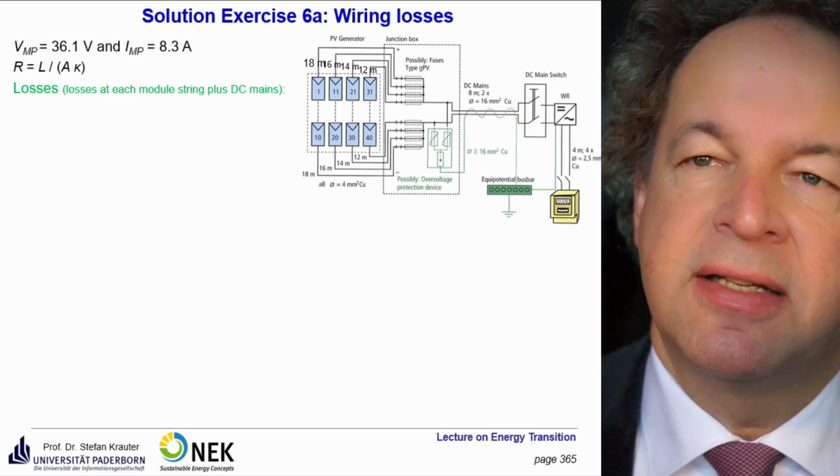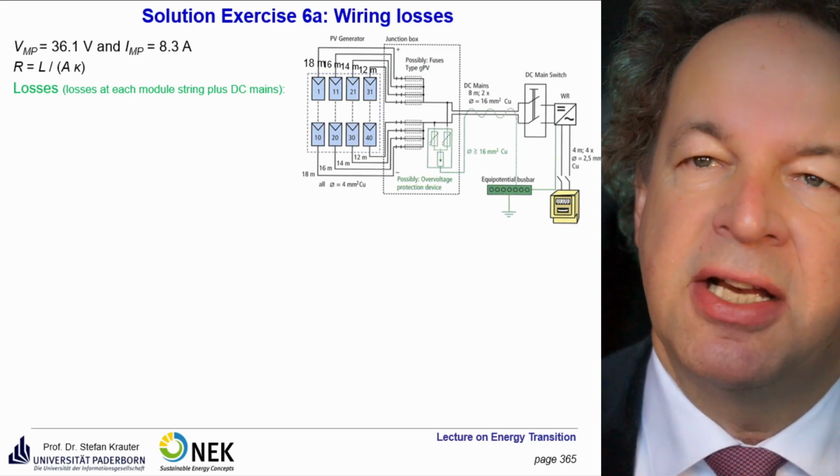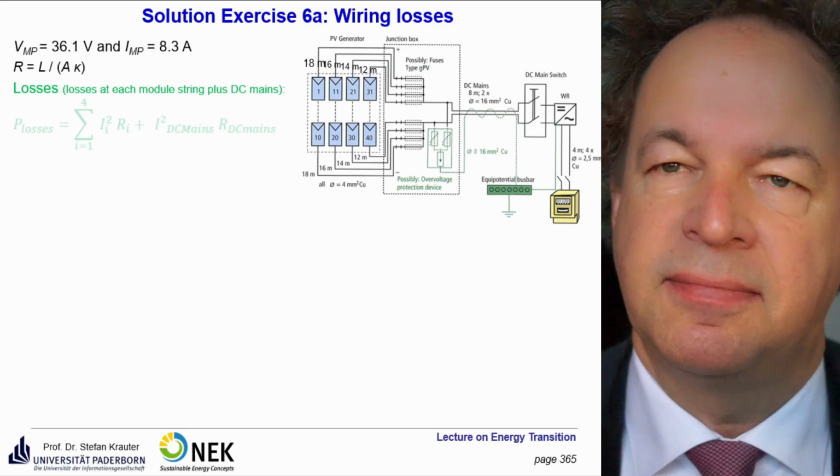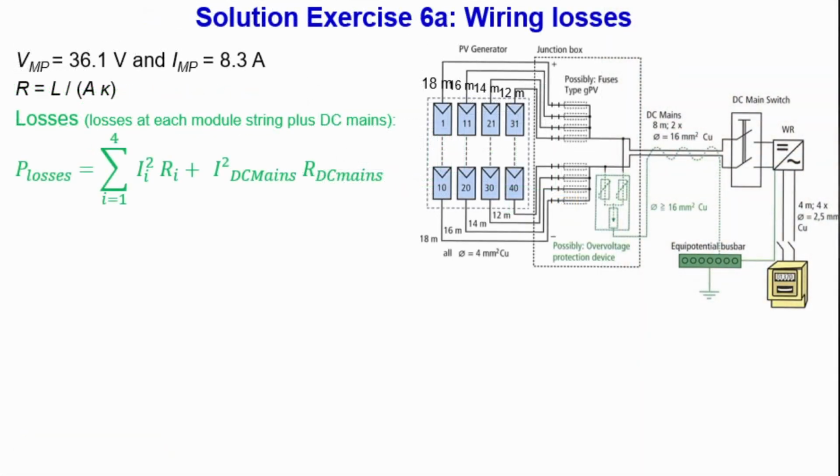So let's calculate it. First we calculate the losses. We calculate the loss for each string separately because they have different lengths, and together we add those up. So we have here the currents which go through it times the different resistances, and we have here the resistance of the main cable.